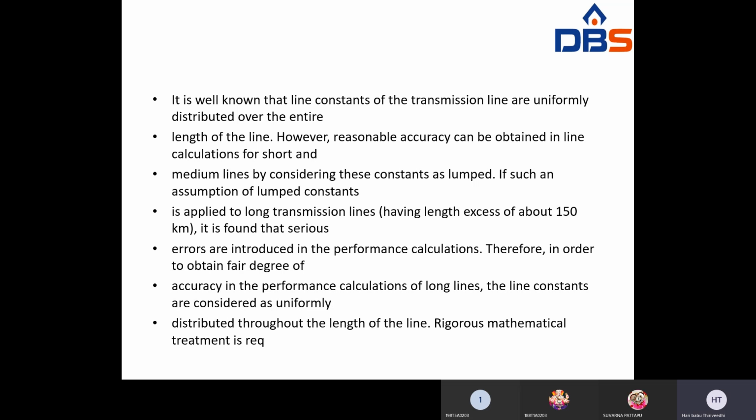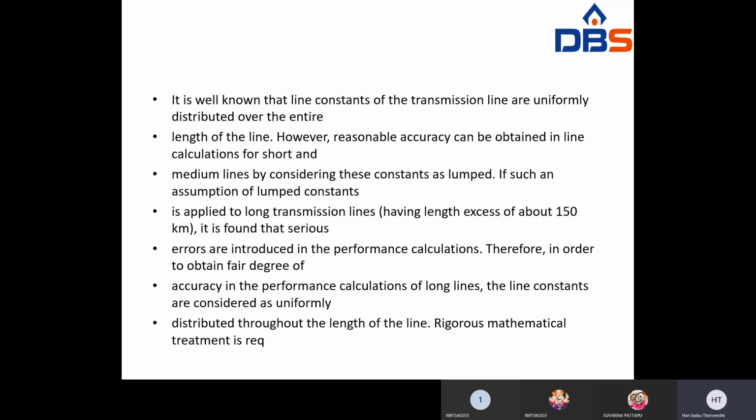That means, suppose we are applying the lumped parameters for a medium transmission line. For a long transmission line, the parameters are uniformly distributed; lumped are not allowed. Suppose we apply the lumped calculation even for a long transmission line, we obtain serious errors in the calculation of voltage regulation and efficiency. That's why for a long transmission line, we do not go for the lumped calculations. We just go for the uniformly distributed parameter calculations only. By using uniformly distributed calculations, the degree of accuracy is more and more.